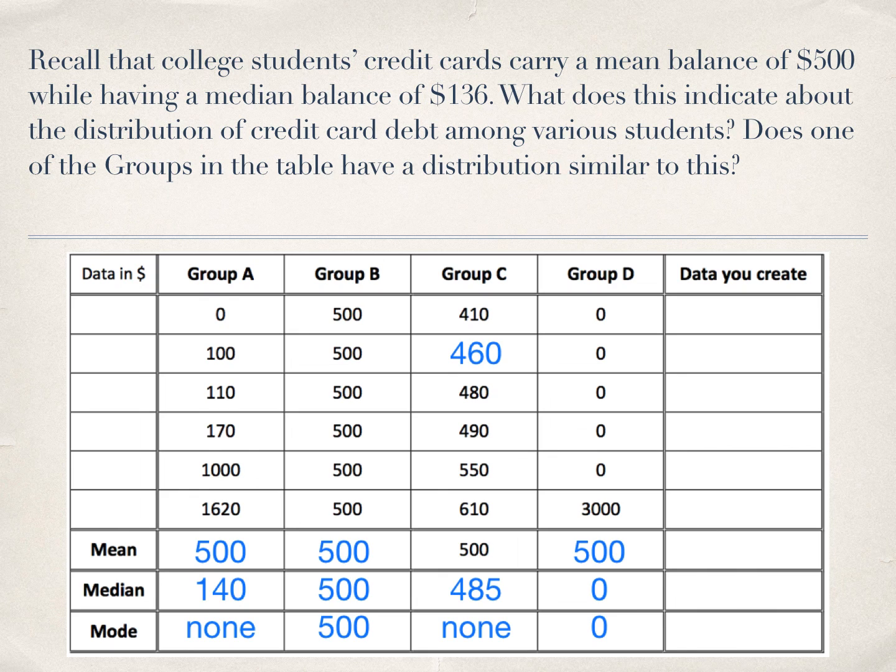It appears that group A best correlates to the statistics that we have on hand. The mean is 500, and for group A, the median is 140, which is relatively close to the 136. So we can see that because there are some people who had a very small credit card debt, in order for the mean to be 500, there had to be one or more students with a very large credit card debt.